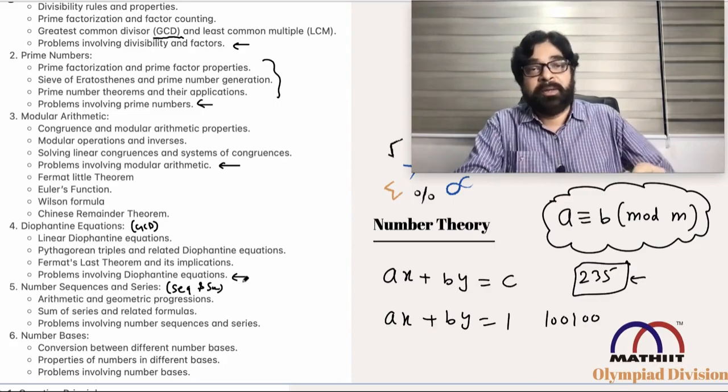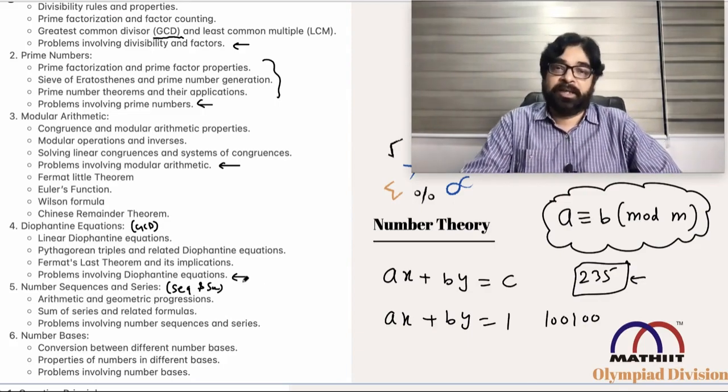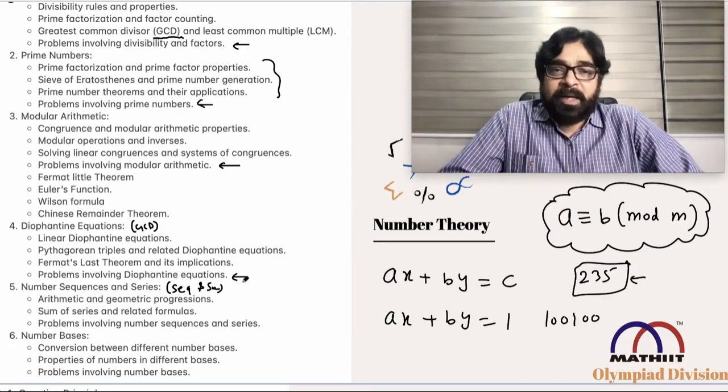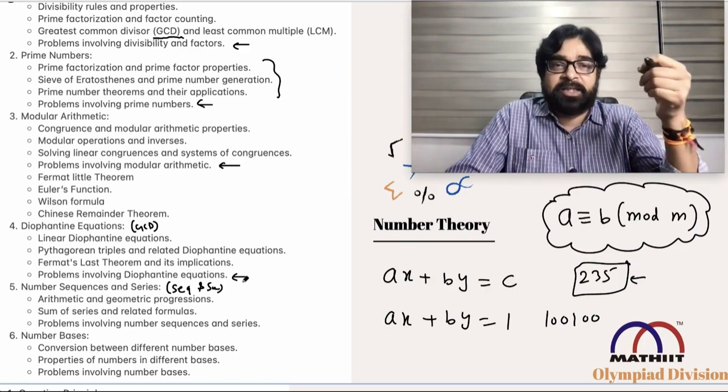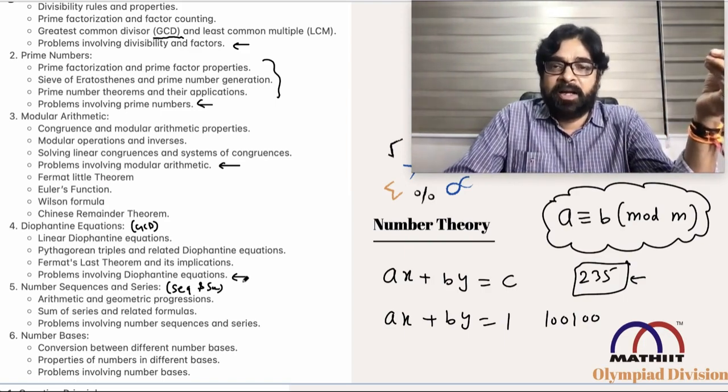So this is the overall structure of number theory. In number theory, this is what you have to study. If you see any exam when you prepare, you have to make a checklist: these are the concepts I should know. Understand my point?